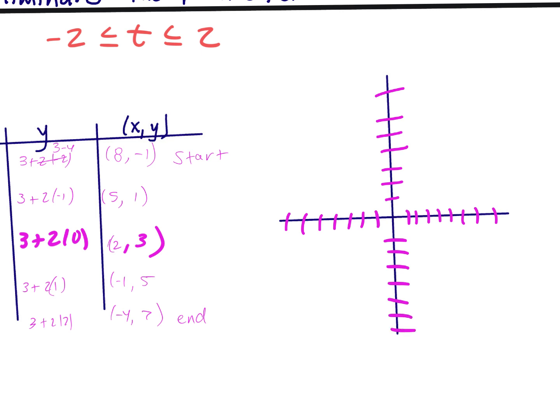You guys are going to make your own. So 8, -1, over here somewhere. And then 5, +1: 1, 2, 3, 4, 5, +1. And then 2, 3. And then -1, 5: -1, 1, 2, 3, 4, 5. And then what? -4, 7: 1, 2, 3, 4, and then up here to 7-ish.